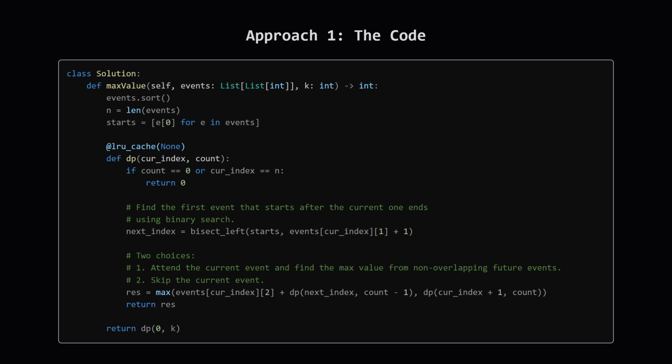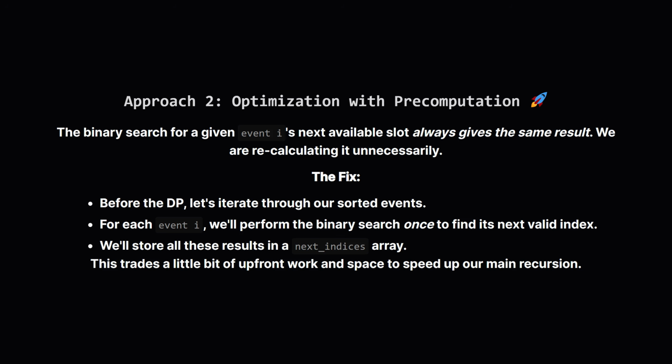Finally, we return the maximum of our 2 choices. Either attend the current event, which means adding its value and calling DP for the next valid index with 1 less ticket, or skip the current event and just call DP on the next index with the same number of tickets. This approach is good, but we can make it even better. Think about it. For any specific event, say event 5, the next non-overlapping event will always be the same. Our current code does a binary search to find that same result over and over again.